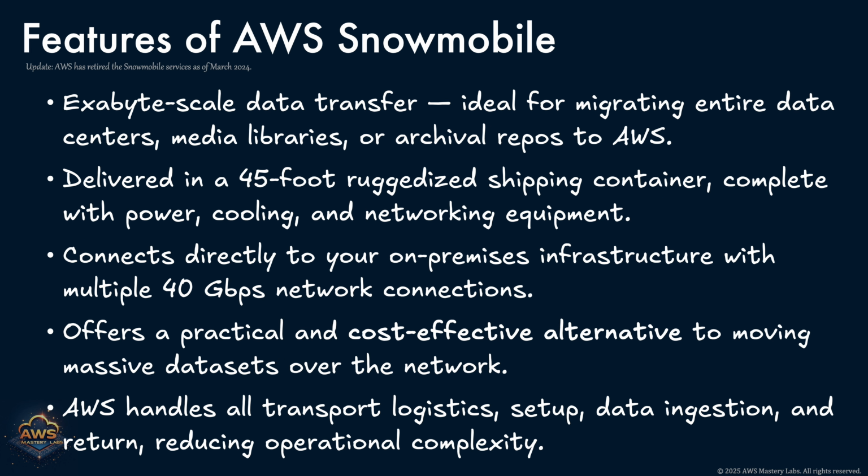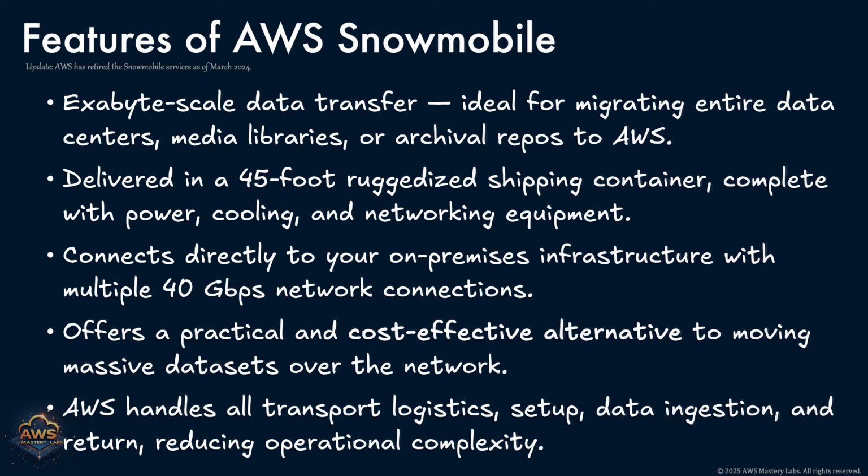Now, let's take a look at AWS Snowmobile, the largest and most powerful data transfer device in the AWS Snow Family. It's designed to move data at exabyte scale, making it ideal for massive cloud migrations such as relocating entire data centers or moving petabytes of media archives to AWS.